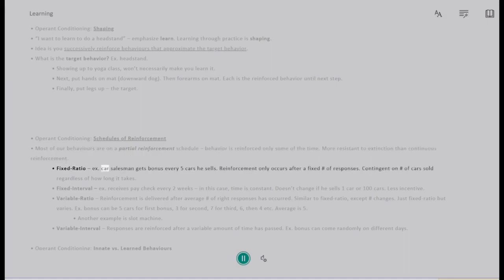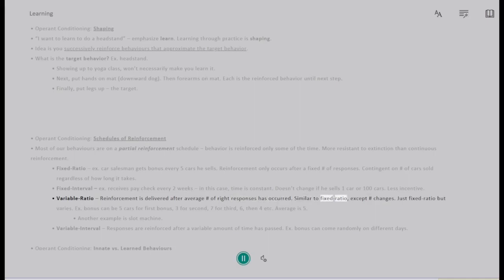Fixed ratio: a car salesman gets a bonus every 5 cars he sells. Reinforcement only occurs after a fixed number of responses, contingent on the number of cars sold regardless of how long it takes. Fixed interval: he receives a paycheck every 2 weeks; in this case, time is constant. It doesn't change if he sells 1 car or 100 cars. Less incentive.